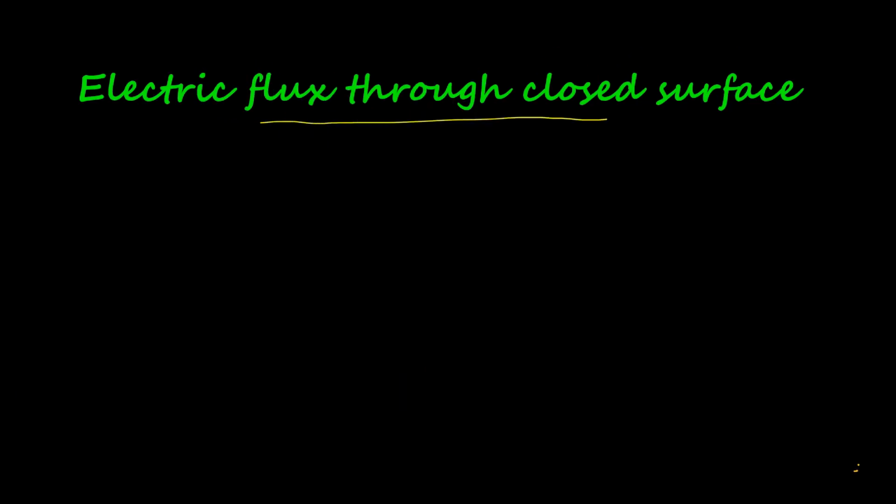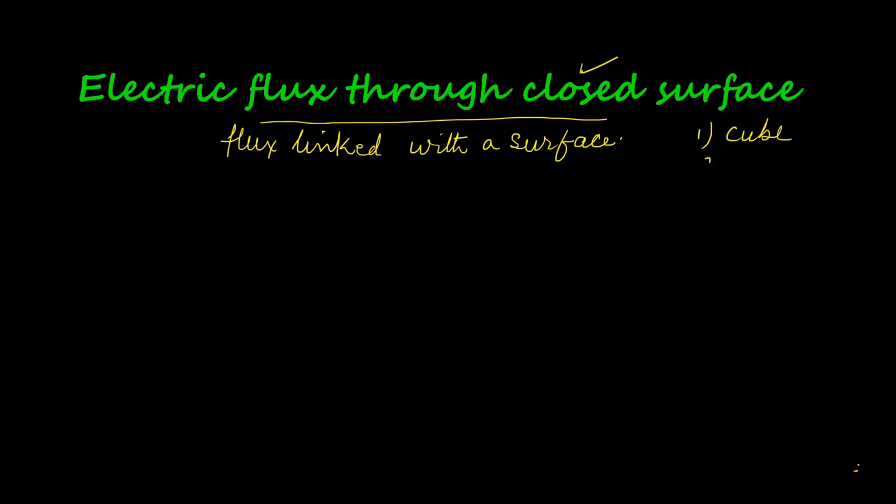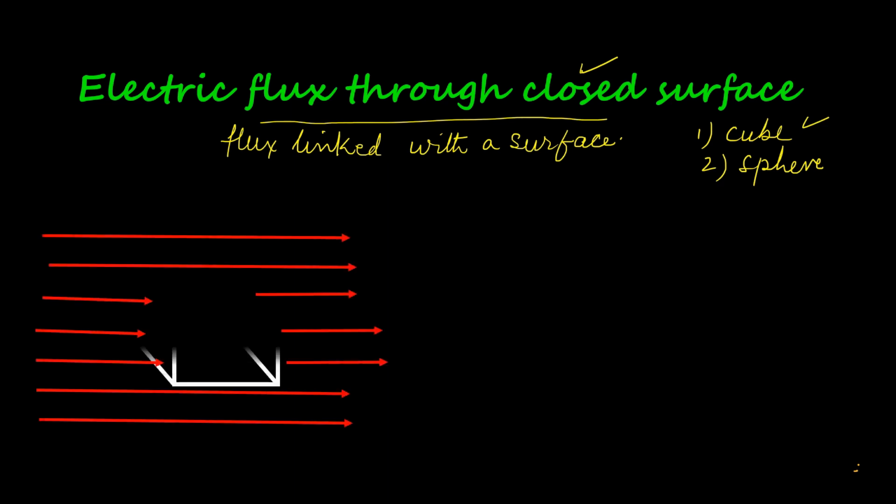Thank you. Now we will discuss electric flux through a closed surface, that is, electric flux linked with a surface. What is a closed surface? A closed surface is one which is closed from all around. It may be of different shapes. Here we will consider a cube and a sphere. First we will consider electric flux linked with a cube which is resting in a uniform electric field.